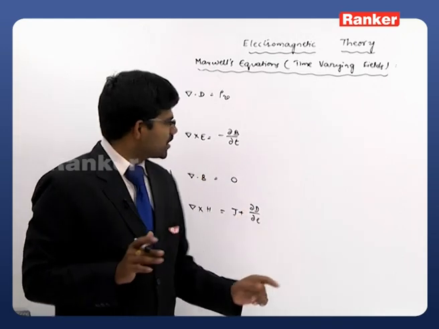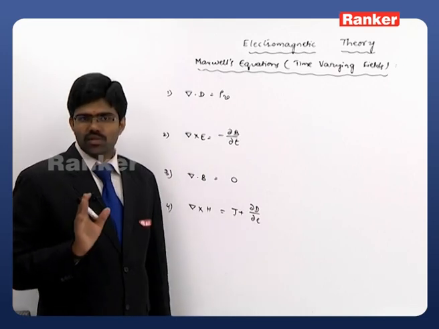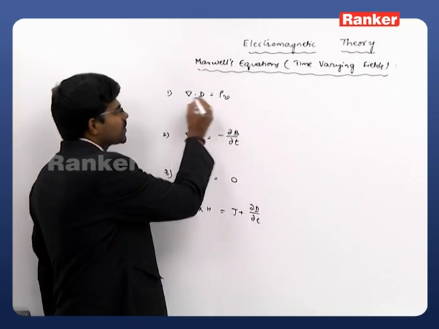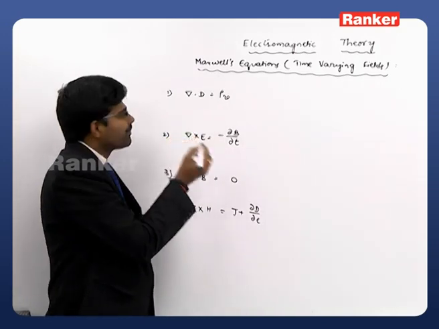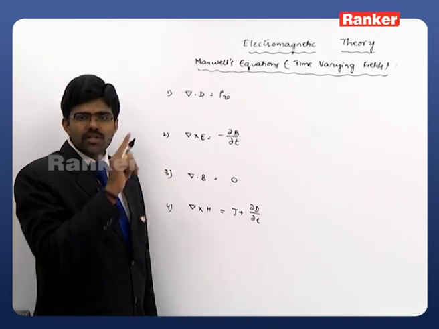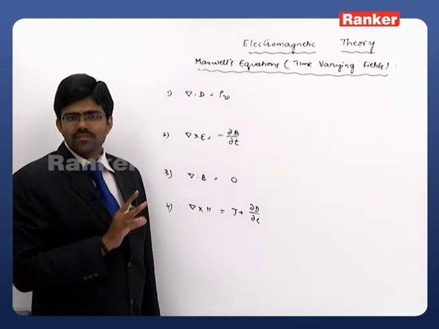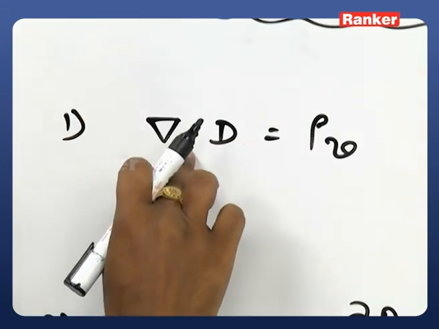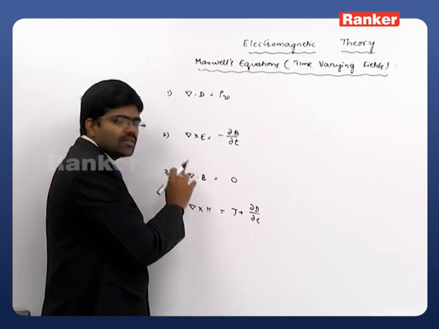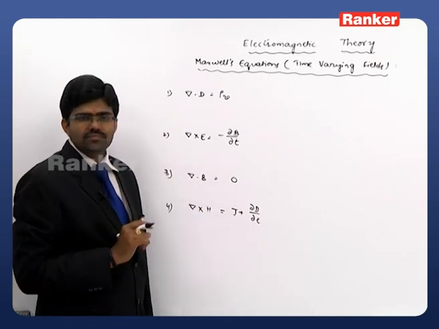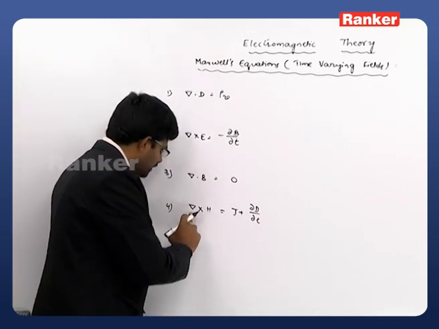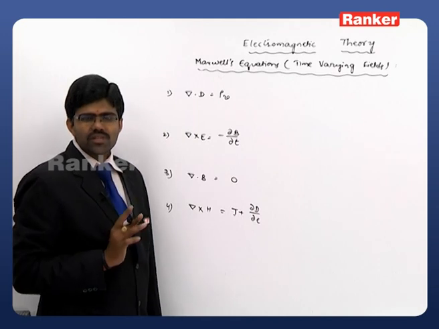So what I suggest is that you remember these differential forms of the equations. I will try to show you how to convert them into integral form. First, observe what the different operations are here. Del dot means a divergence operation, so the divergence theorem is applied here. Just remember it like that: del dot, divergence, divergence theorem. Next, del cross, curl, Stokes theorem.